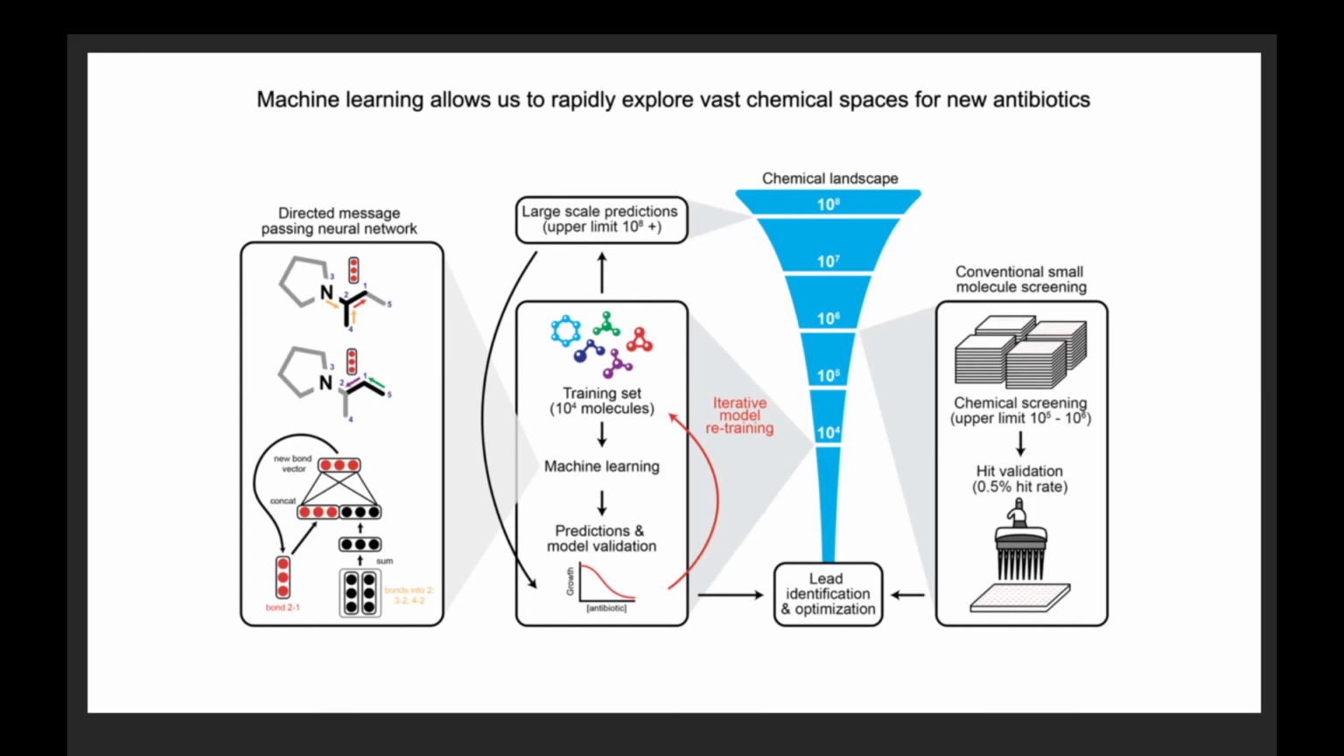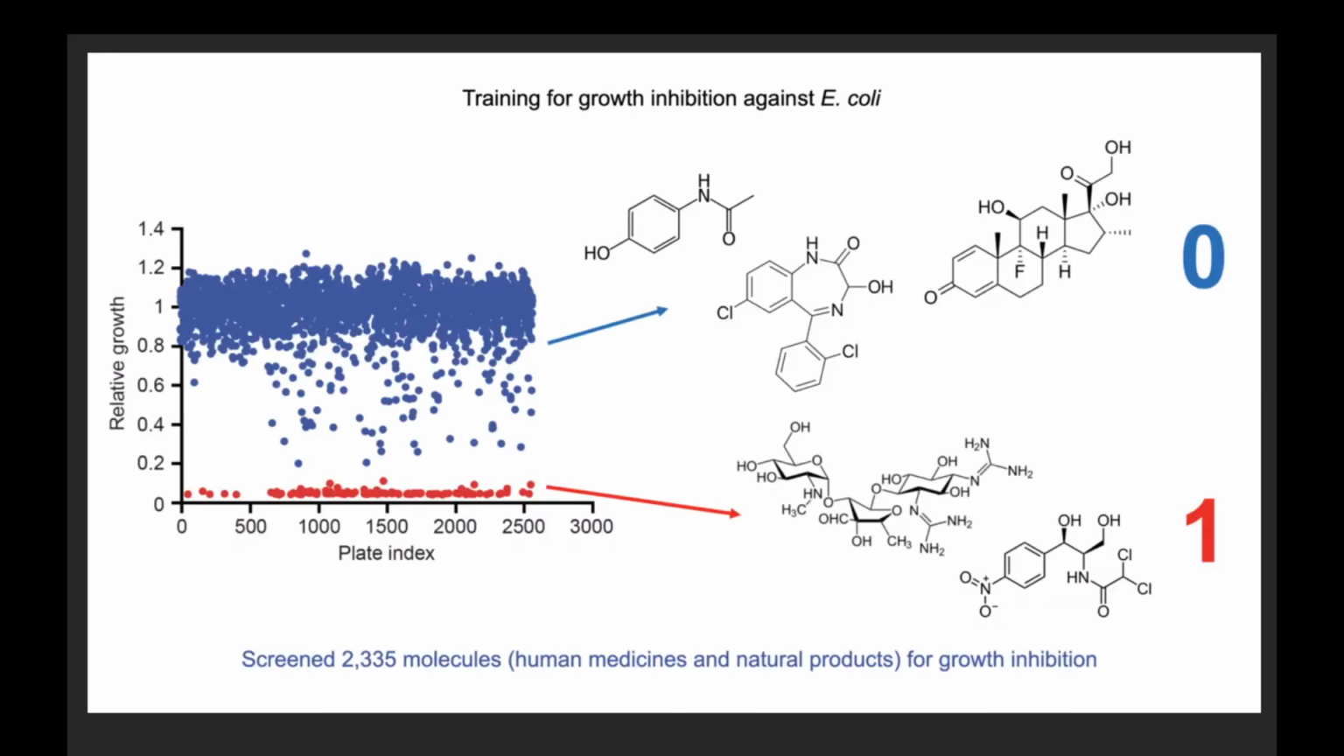The first step was to gather training data with which we could train a model. So we actually curated a library of about 2,500 molecules. These were FDA-approved drugs, as well as a purified natural product library. And then all we did is we took these 2,500 molecules and then assayed to see which of these did or did not inhibit the growth of E. coli in the lab. And that's what we're seeing here.